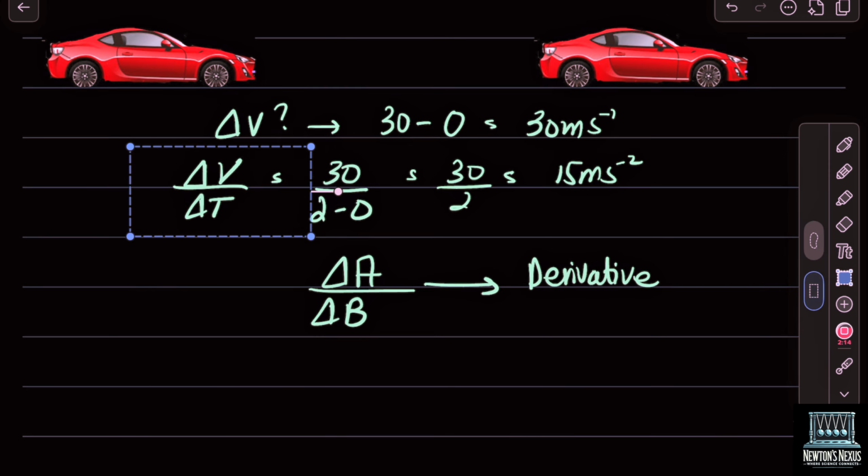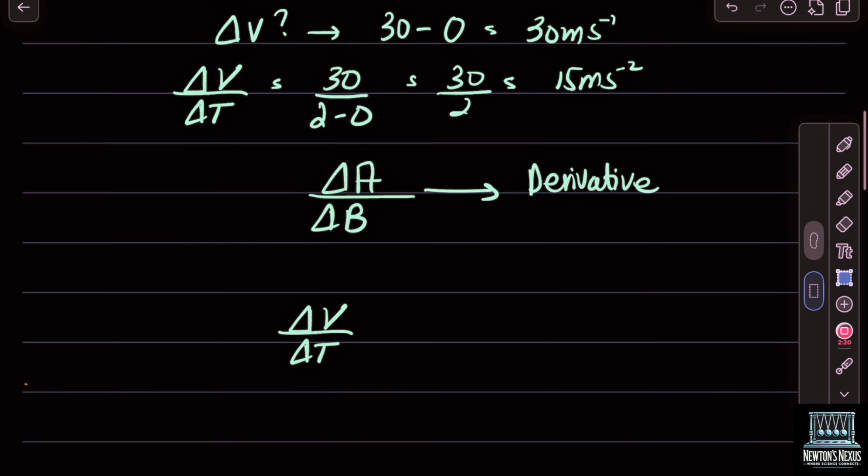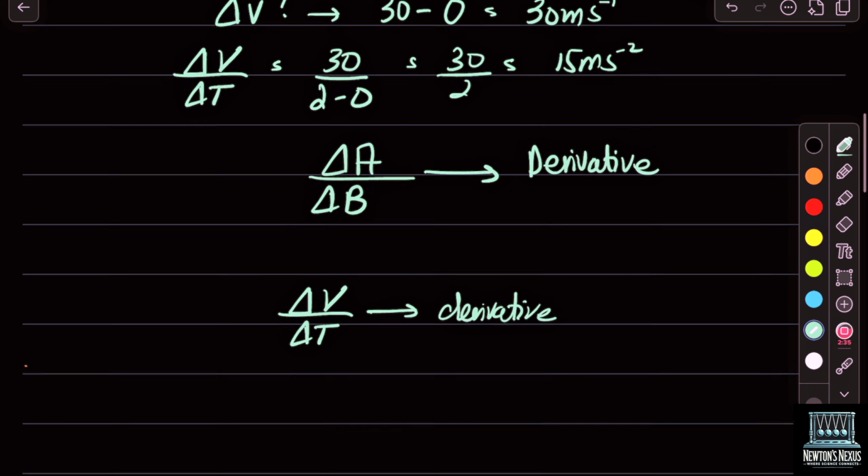So I can also say that delta v upon delta t is basically a derivative. It's a rate of change. It's a change upon a certain change. Change of A divided by change of B, and that is my derivative.